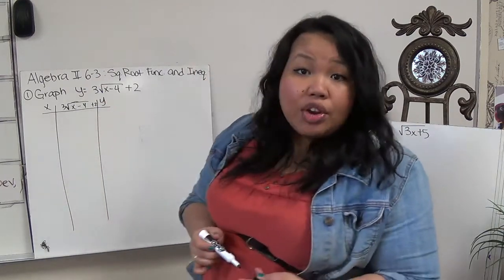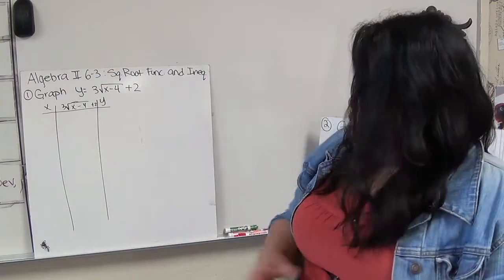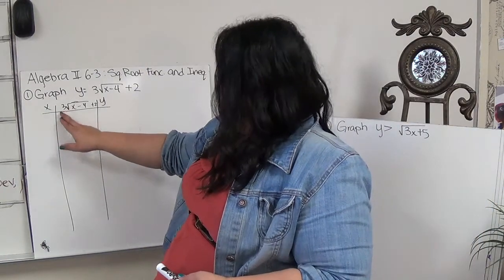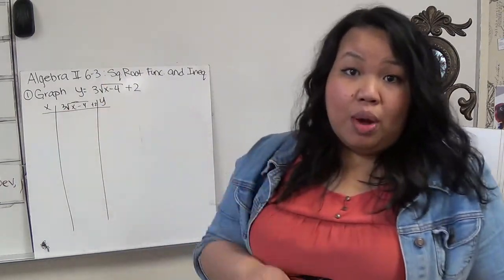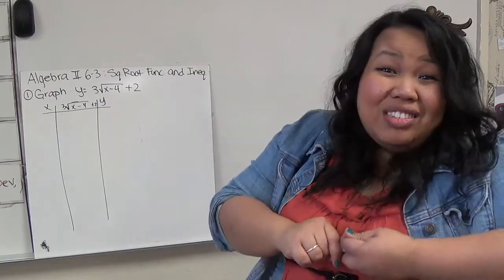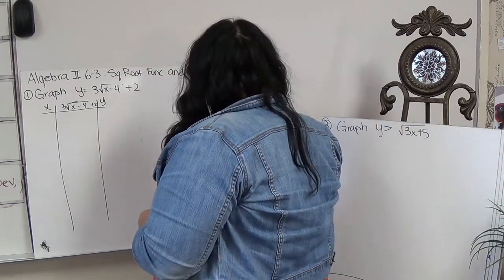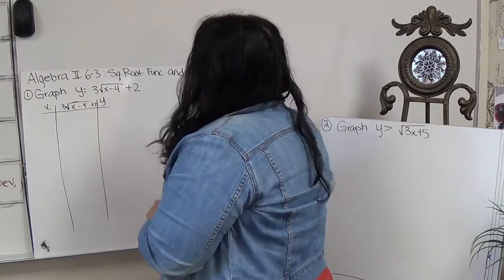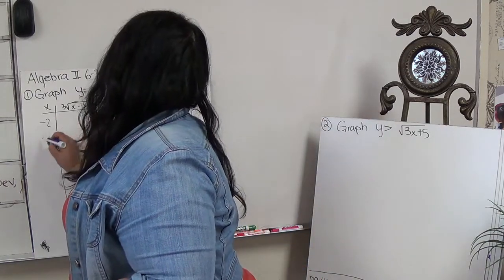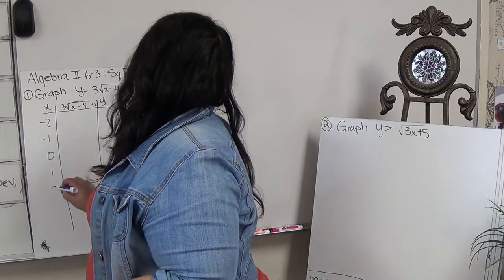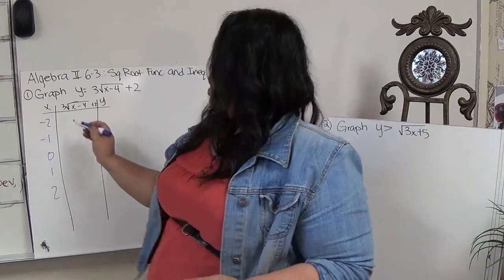Pay attention to what's under the square root function, because that's what you're going to do first, and then you're going to multiply it by 3, and then you're going to add 2. Remember the order of operations, which people usually forget when they get in a rush. So we choose our x and y. I'm going to choose the basic -2, -1, 0, 1, and 2. So let's plug it in.